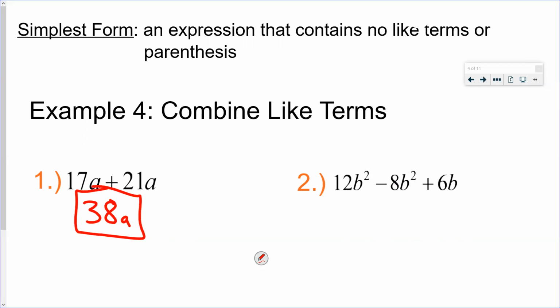Because again, they both have the same term, same like term. They both have an a. They're both raised to the single power. So that's why we're able to combine these together.